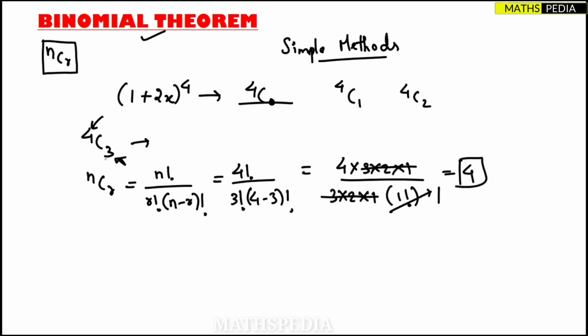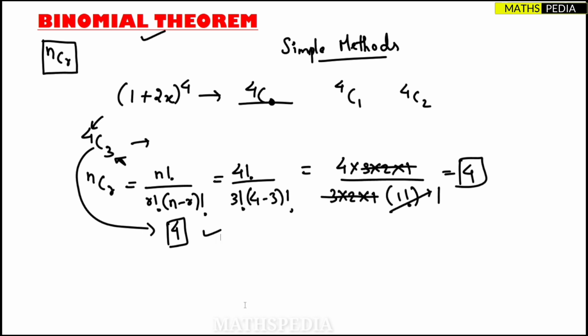But what if I told you that you can directly get the answer within 2-3 seconds itself? If you directly know that 4C3 is equal to 4, then it will be quite useful, right? So for that purpose, we are going to learn simple methods in order to get answers very quickly.